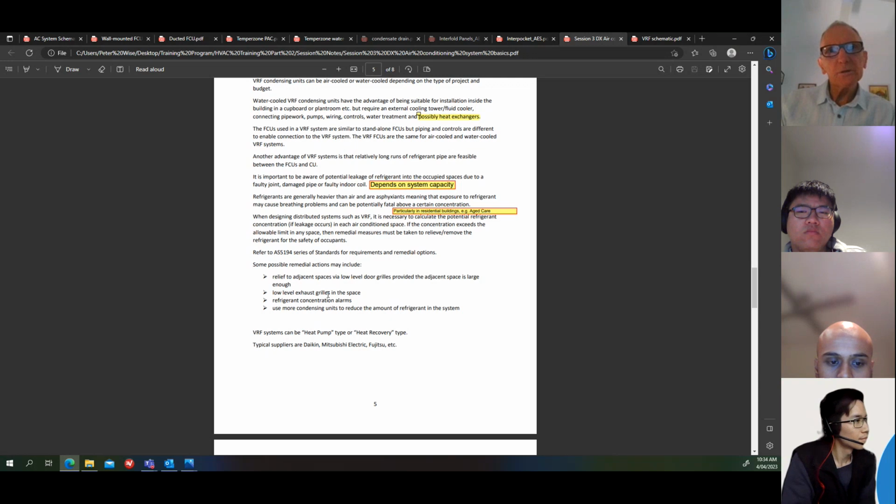You could have low-level exhaust grills in the space. Now you can connect it to an exhaust system, so it runs all the time. But that may not be acceptable to an architect, or it might not suit the space.